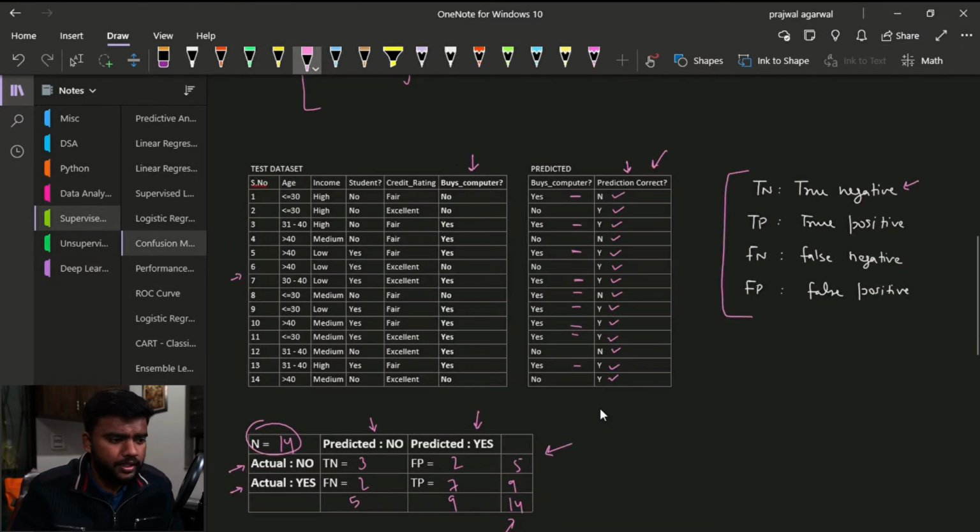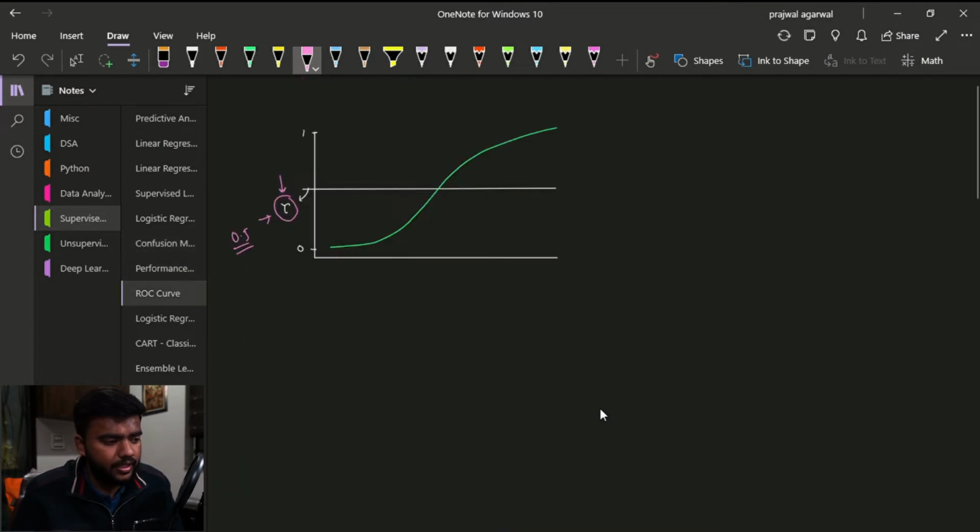Based on these predictions, we have created the confusion matrix, and we have derived the true positive rate and the false positive rate and everything. So if I change this threshold, the predictions are going to change, and that also means the true positive and false positive rates are going to change, and that means the entire performance of our model is going to change. So basically, by controlling the threshold, you can control the performance of your model.